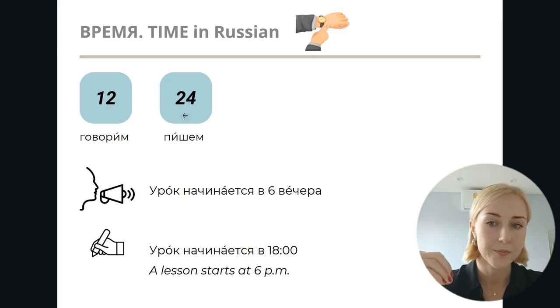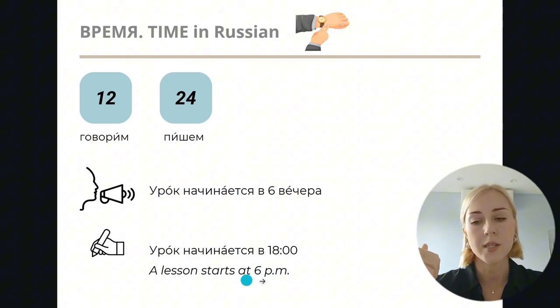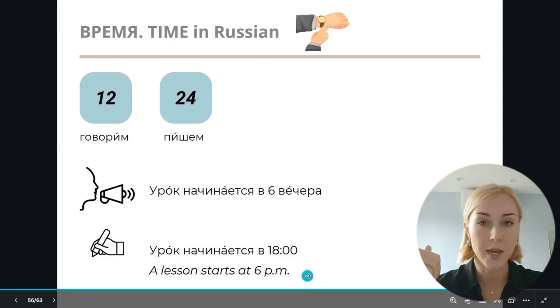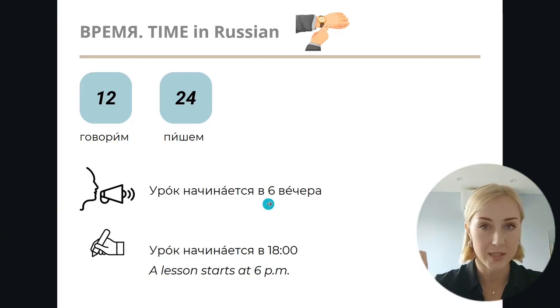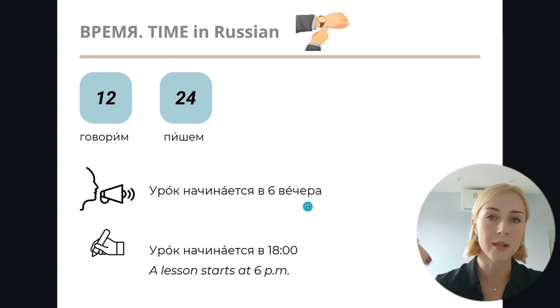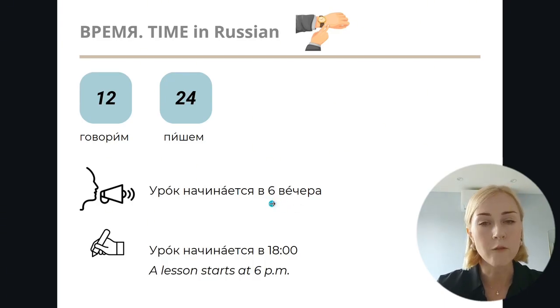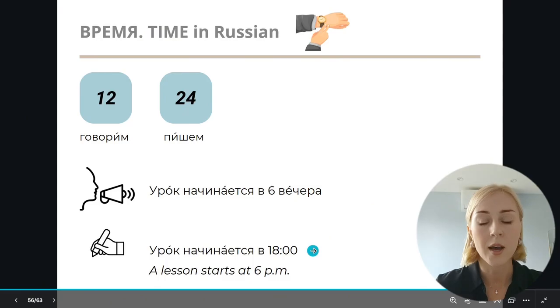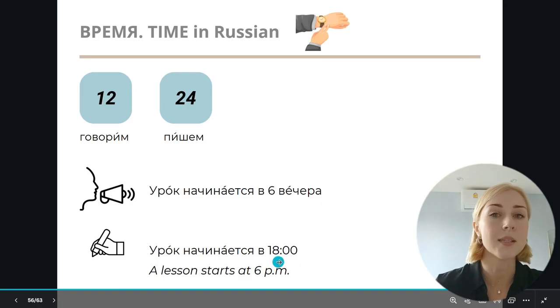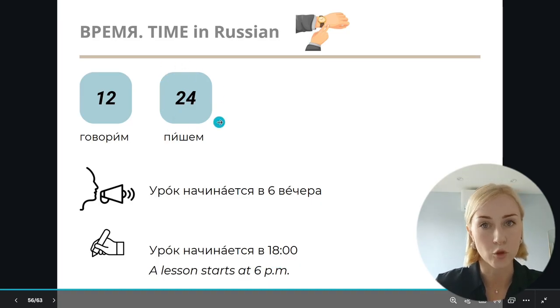Так, which means that if I want to say a lesson starts at 6 p.m., I would say урок начинается в 6 вечера, and then I add вечера, which means in the evening, to say that it is evening, not morning, but I will tell you about this a bit later. Anyway, I would use 12-hour format. Урок начинается в 6 вечера. If I want to write this, I would write урок начинается в 18. I would use 24-hour format.